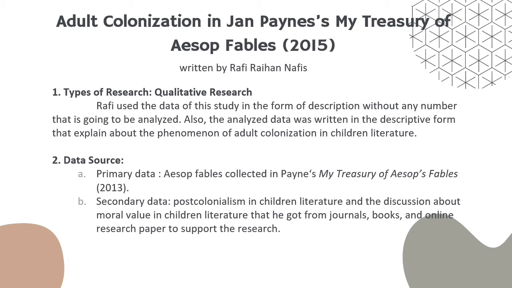Second is about data source. In conducting the research, there are two main sources which can be classified as primary data and secondary data. The primary data is Aesop fables collected in Payne's My Treasury of Aesop Fables, and the secondary data is post-colonialism in children's literature and the discussion about moral value in children's literature that he got from journals, books, and online research to support the research.